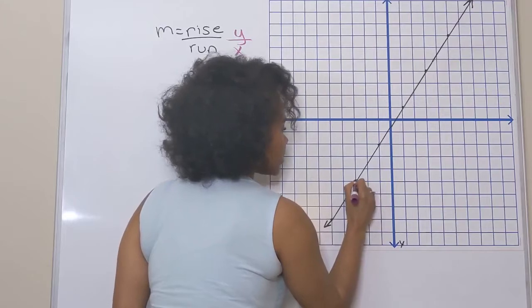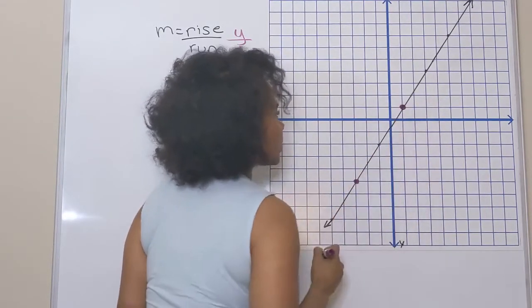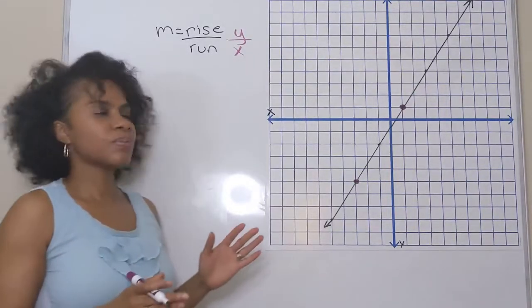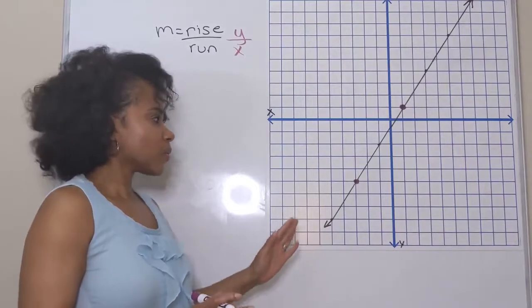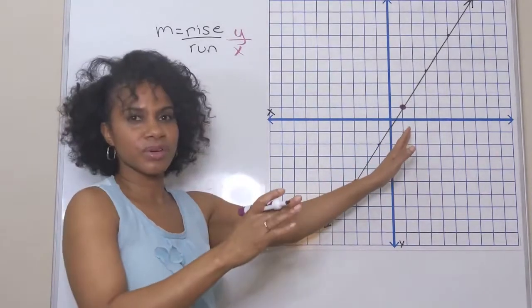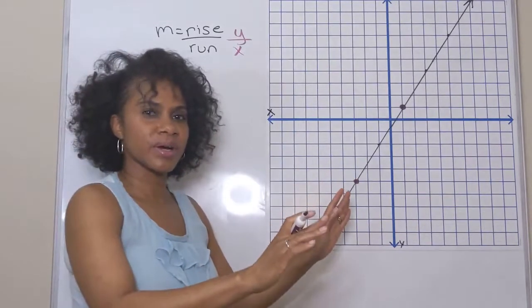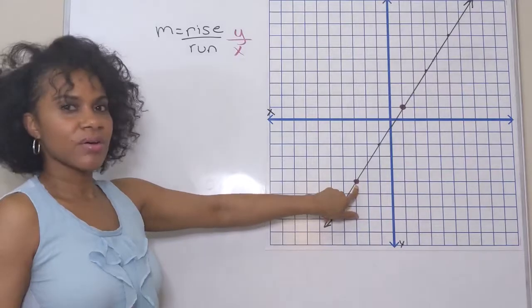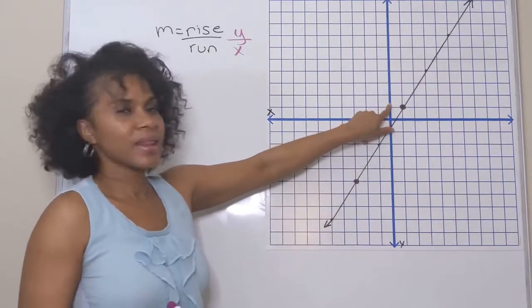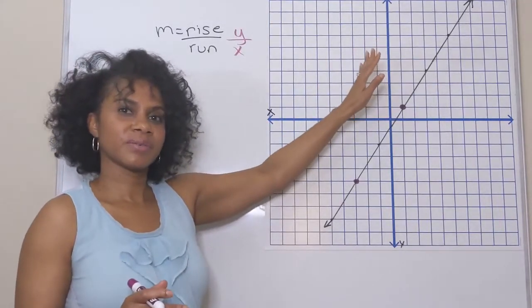So I'm going to pick this point, or this ordered pair, and this ordered pair. Now I like to start at the point closest to my left because we read from left to right. You can start at the point furthest to your right, it's just easier to start closest to the left because we read from left to right. And so I'm going to start at this point. Since I have to go up to get to that point, that is a positive slope because I'm going up from left to right.